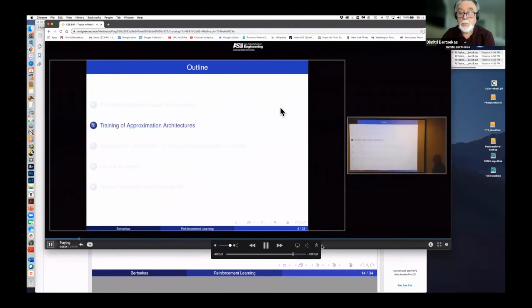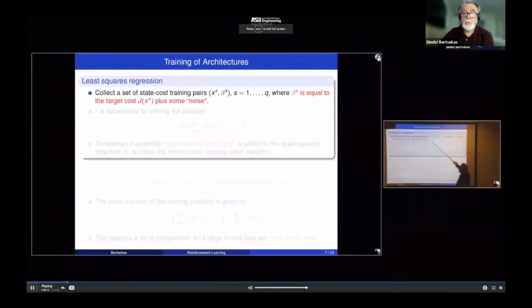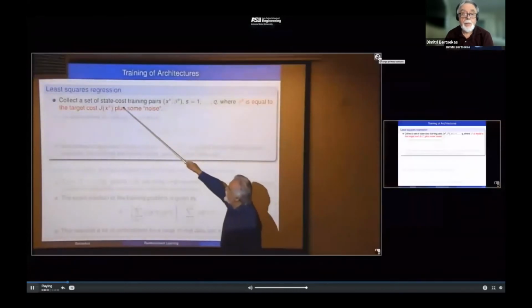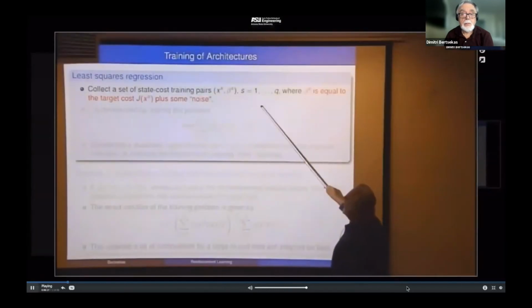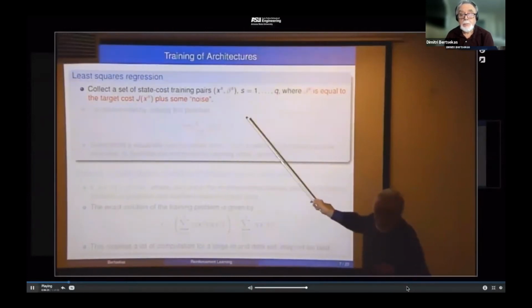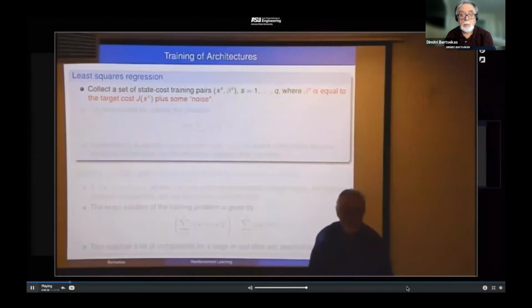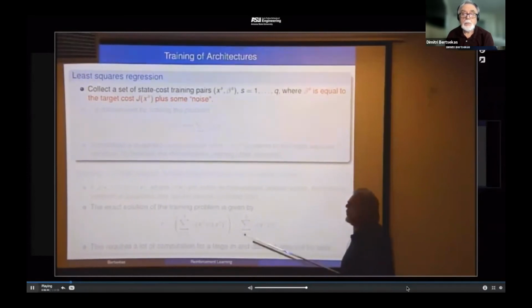Obtained from the target function with a parametric architecture. So the first step is to collect data, to collect a set of state cost training pairs where there are Q of those. Q can be large, in the millions, okay? It's lots of data potentially. It may not be so big, but typically it is large. And it involves pairs of sample states. So this is the state space, and we sample it through some method that we're not going to get into in this course.